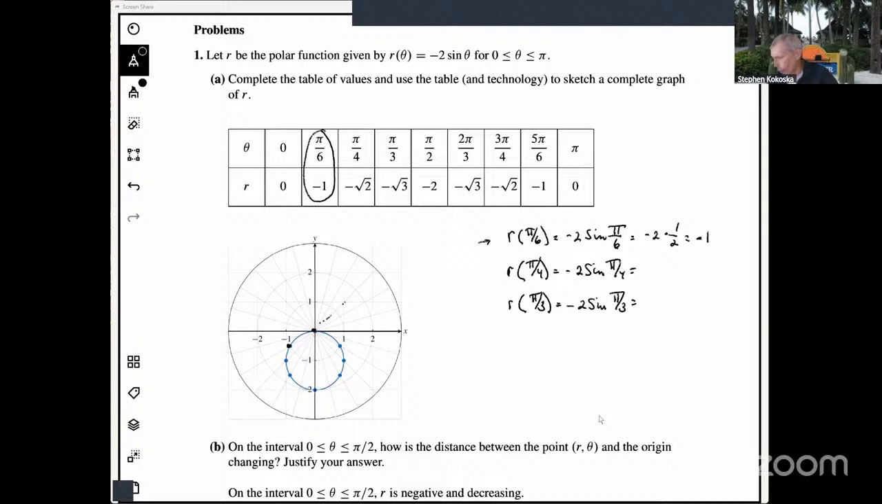Let's try another one. Steve, hang on just a second. Shoot, go ahead. I think you hit pi over 4 rather than pi over 6. Yeah, just to make sure we don't confuse anybody. I'm sorry, it's hard to see my grid lines here. There you go.